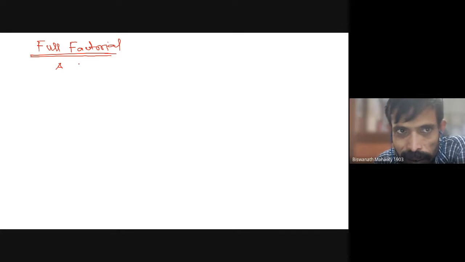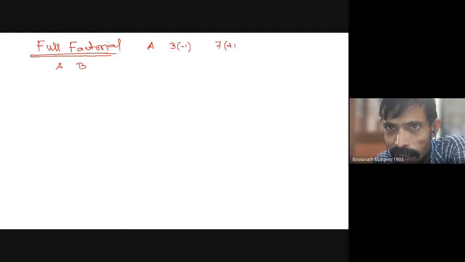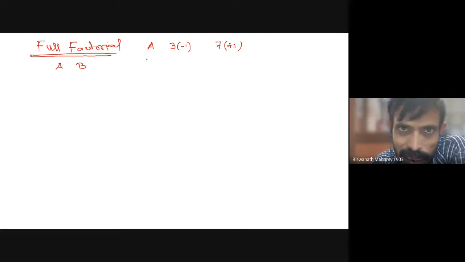A, B. Okay. Now, for example, A is carbon. For example, the minimum is 3 gram per liter. I'm putting 3 as -1. High is 7 gram per liter. For example, A is carbon and B is nitrogen. So nitrogen is, for example, 12 gram per liter, just I'm telling, and 20 gram per liter.